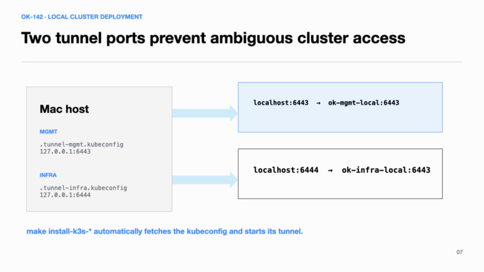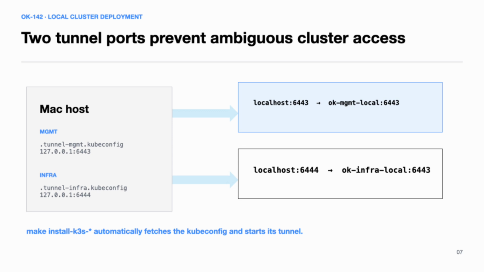This slide explains the host access mechanism. Inside each VM, K3s listens on port 6443. On macOS, the makefile creates SSH tunnels so the APIs can be reached consistently from localhost. The management tunnel keeps port 6443. The infra tunnel maps local port 6444 to port 6443 inside ok-infra-local.